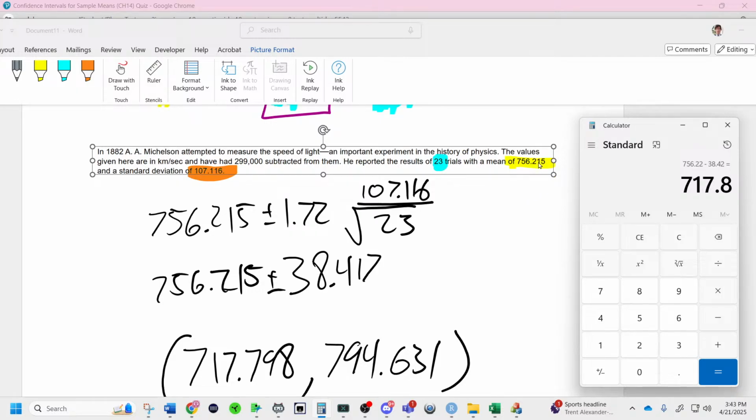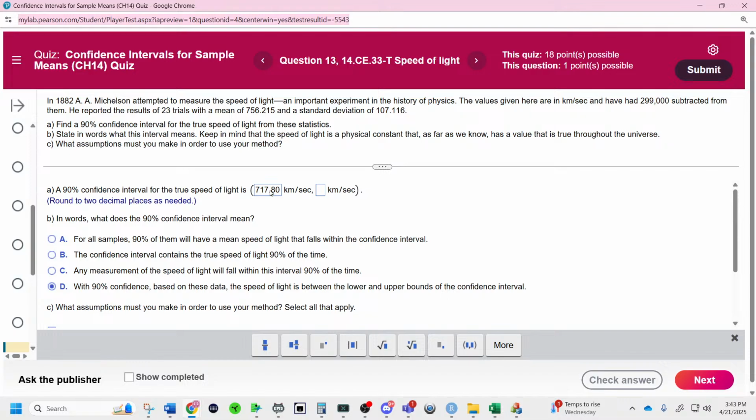So this is the mean. That's the standard deviation. That's the sample size. That's the t-statistic. 756.2. And then we add back on the value right there, rounded to 2 decimals.